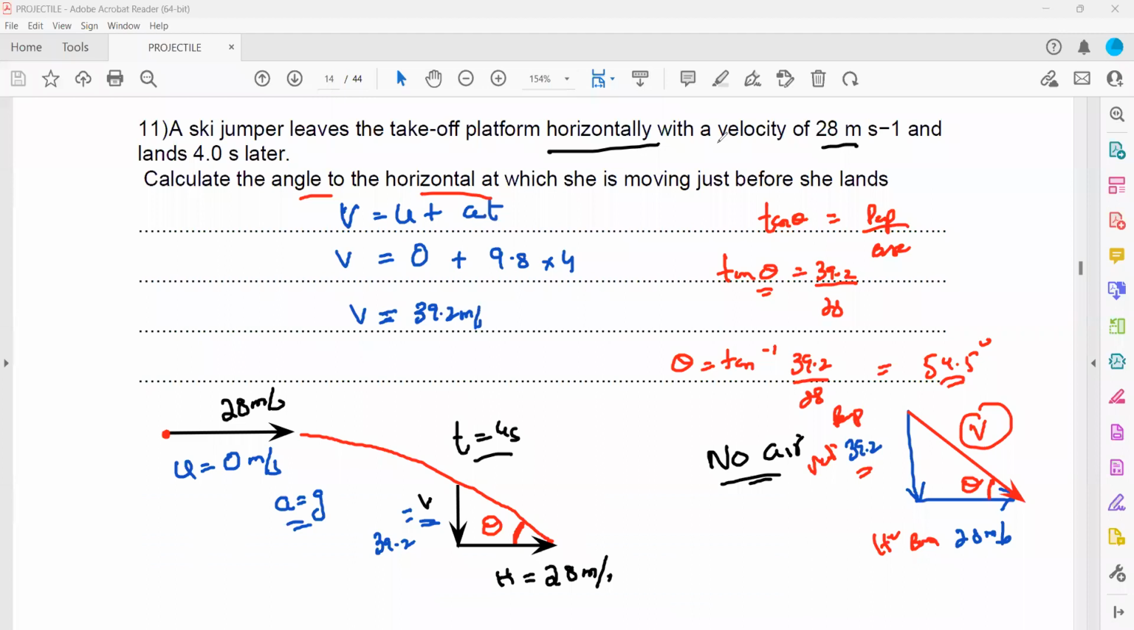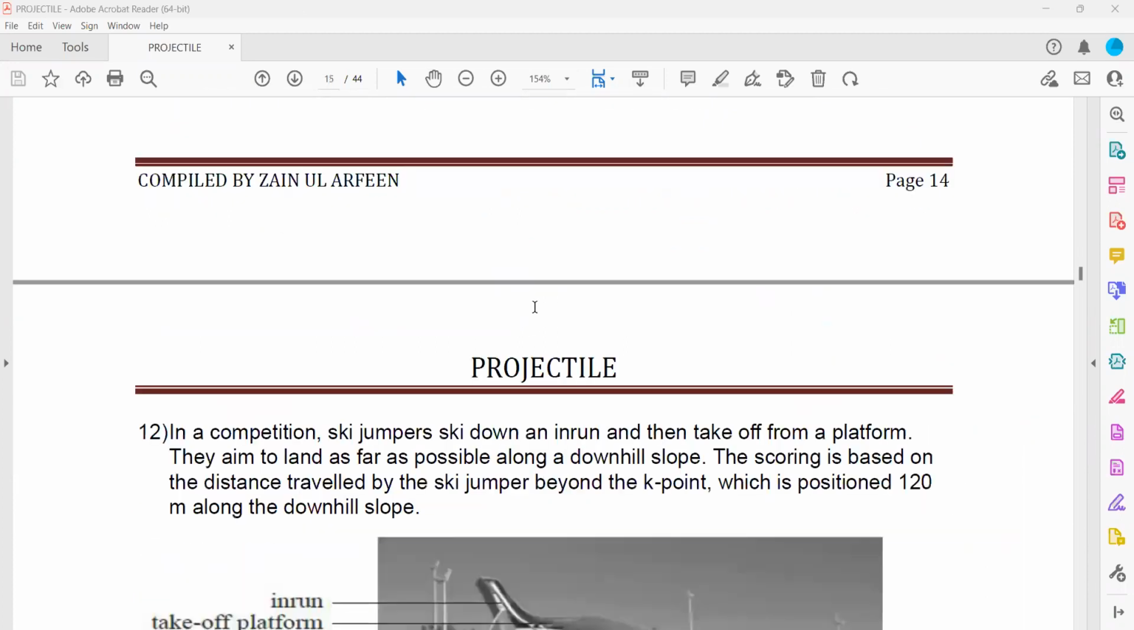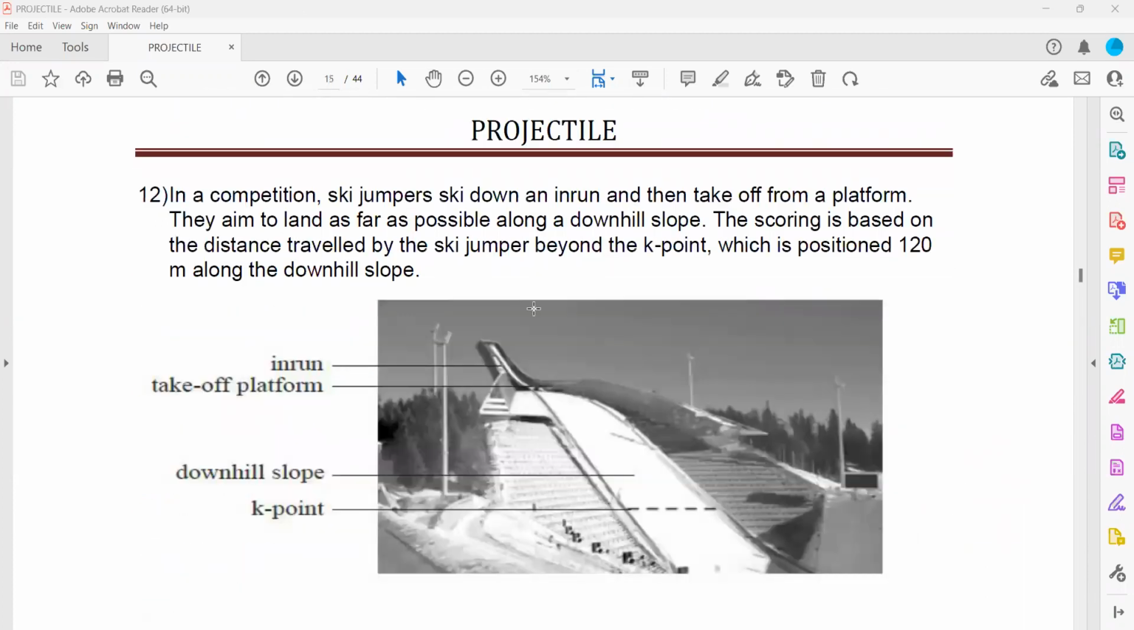So basically, projectile motion is a combination of two motions, horizontal and vertical. For horizontal, you just use the formula speed is distance over time. And for the vertical, you will use the equations of motion to work out the displacement.